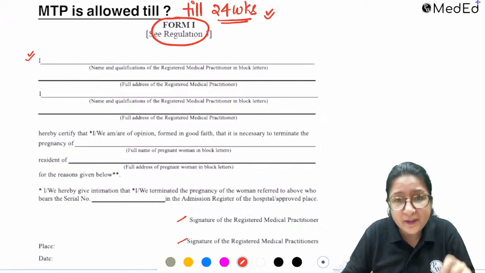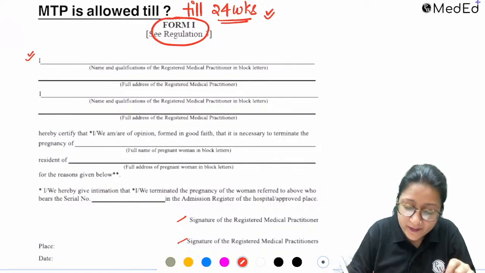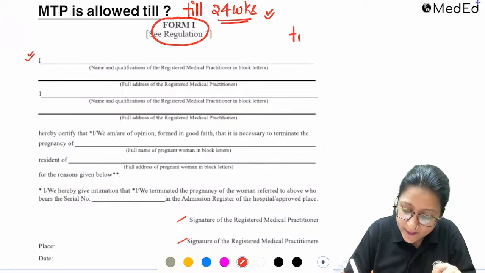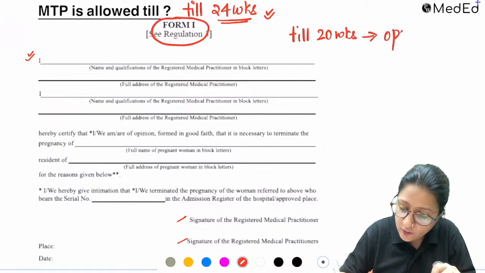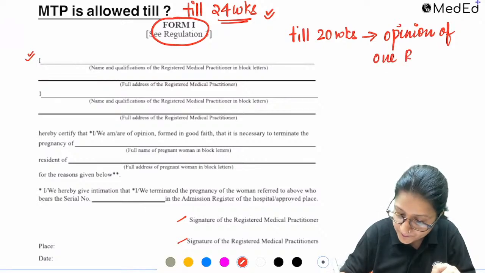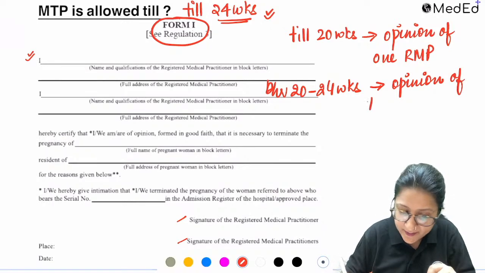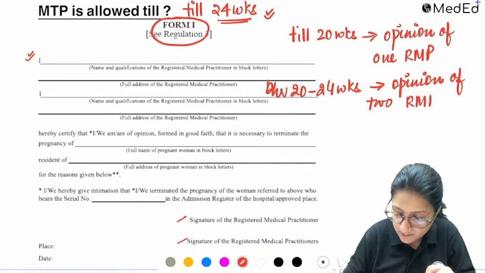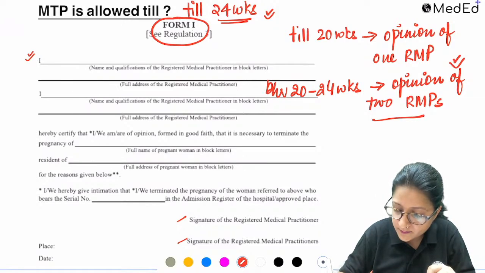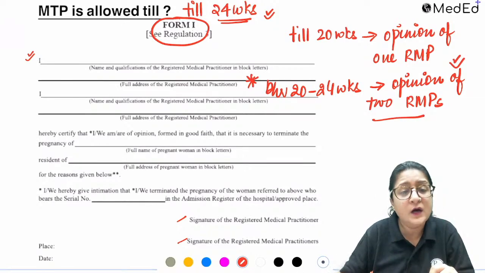Remember here that when we are performing MTP up to 20 weeks, the opinion of only one registered medical practitioner is required, and between 20 to 24 weeks of gestation, the opinion of two registered medical practitioners is required. That is another important point to note.